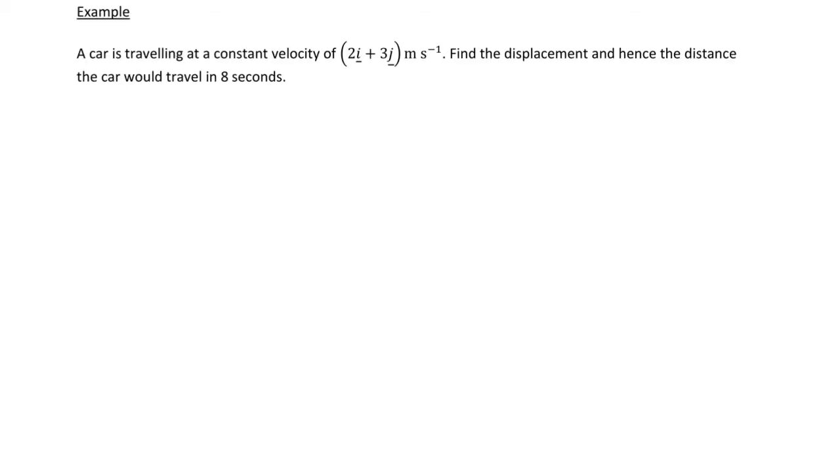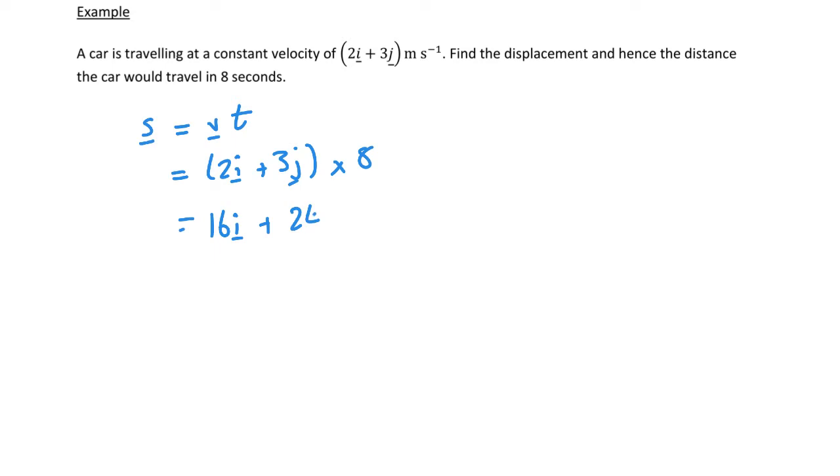So in our first example, we've got a car travelling with a constant velocity of 2i plus 3j. Find the displacement and hence find the distance the car would travel in 8 seconds. So what we've got is s equals vt. We know that the velocity is 2i plus 3j, and we're multiplying that by 8, and that's going to give us 16i plus 24j. So the displacement is 16i plus 24j meters.